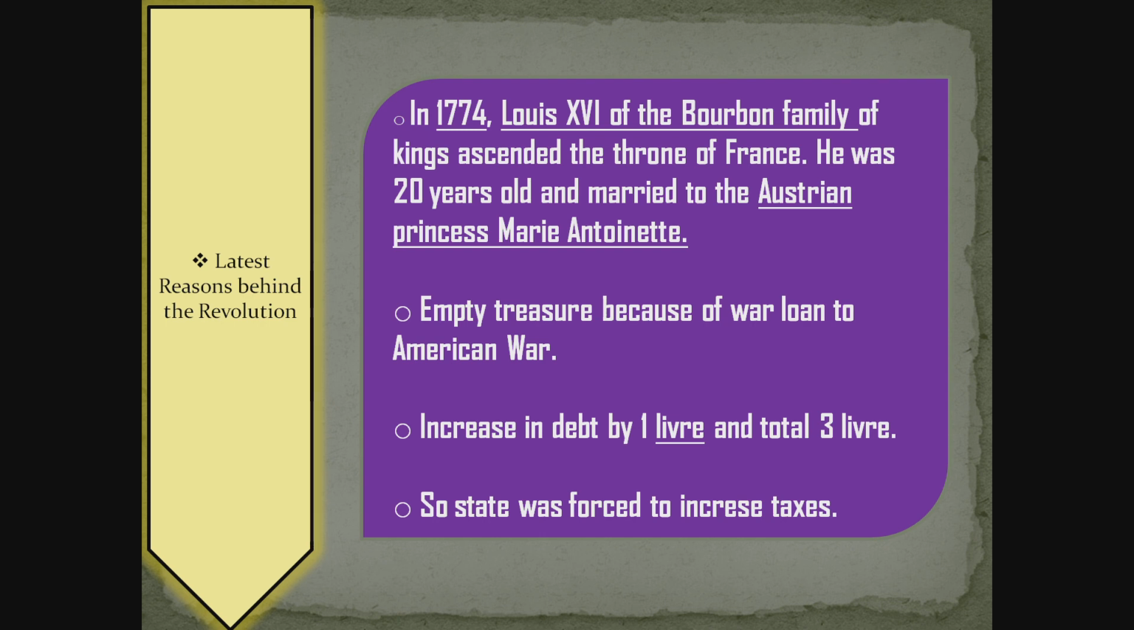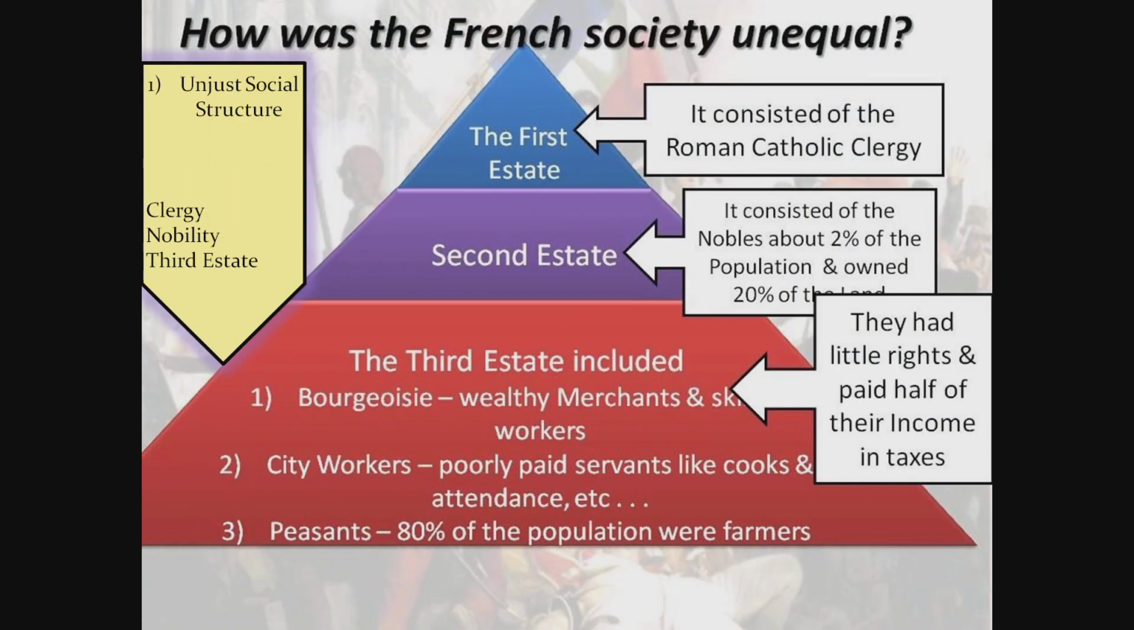That's why the state government was forced to increase the taxes. But the question is, who will pay the taxes? So here comes our first point of conflict, that is the unequal structure of French society, the unjust social structure. First we will try to understand how the society was divided into different levels.